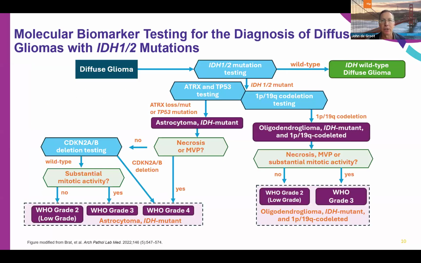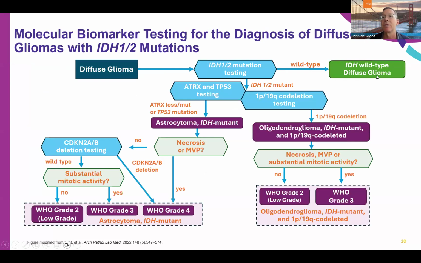So again, going to sort of a schema of how we might be thinking about this, how the pathologist might be thinking about this to make that final diagnosis. So if a patient has a diffuse glioma and the pathologist is looking at it on the microscope, one of the very first things is thinking about that. Is it IDH mutated or not?